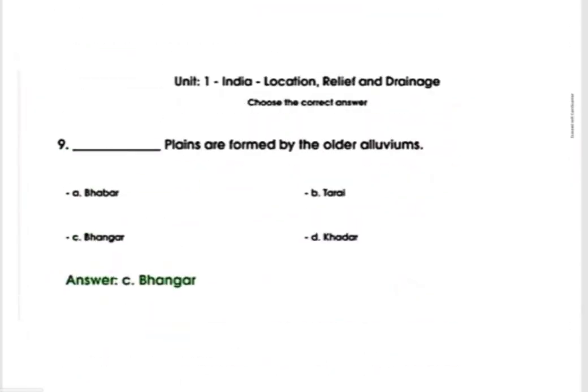The next one: dash plains are formed by the older alluvium. Older alluvium in the sense Bhangar. Yes, Bhangar plain. Bhangar plains are formed by the older alluvium.